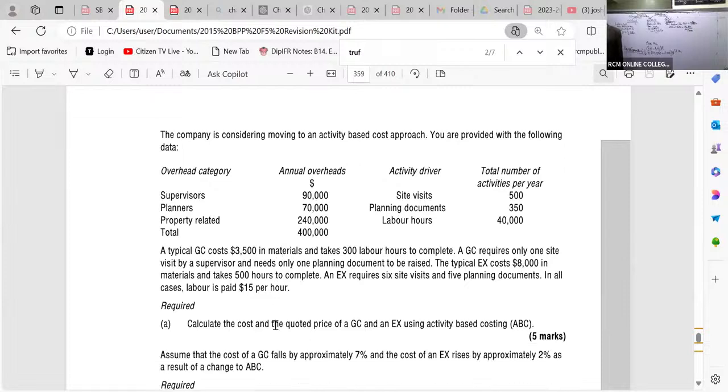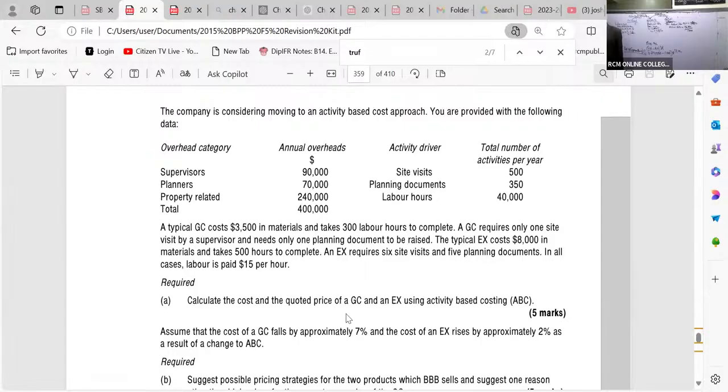So they want us to calculate the cost and the product price of a GC and an X using ABC. With CPA, they give you more than 10 marks there. All right. So I'm going to do just part A alone, where I would want to see whether there is anybody who would have gone ahead to correctly lay down the ABC structure, the ABC table. One minute.